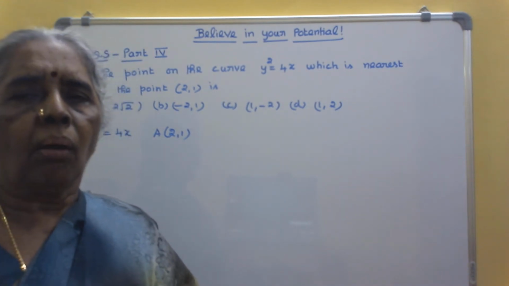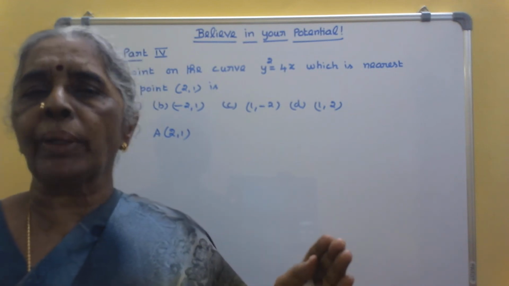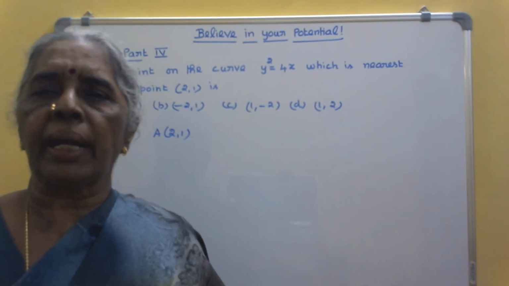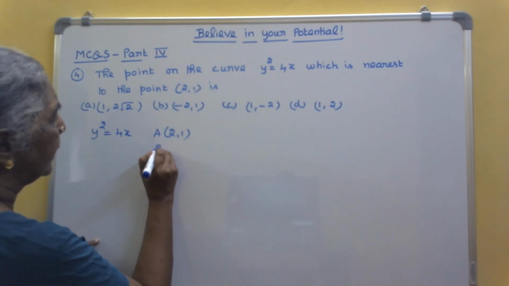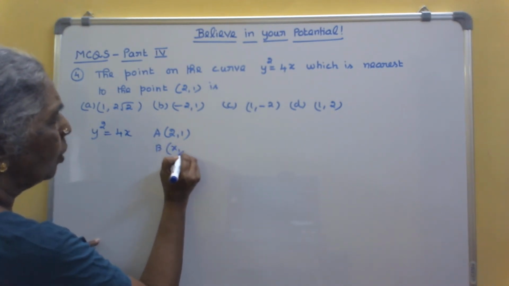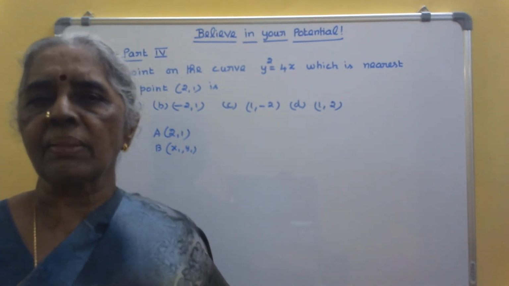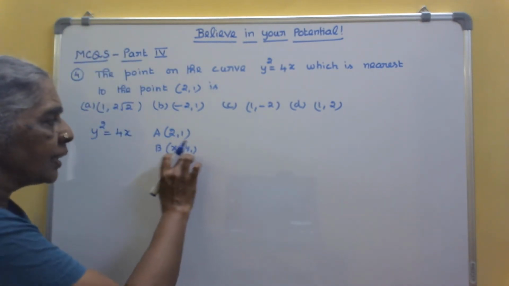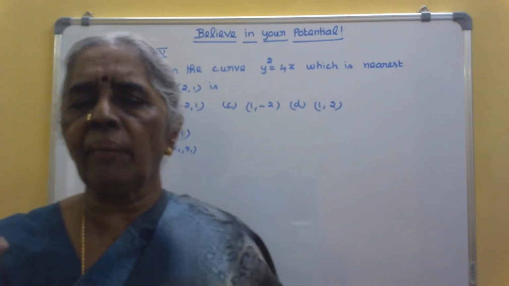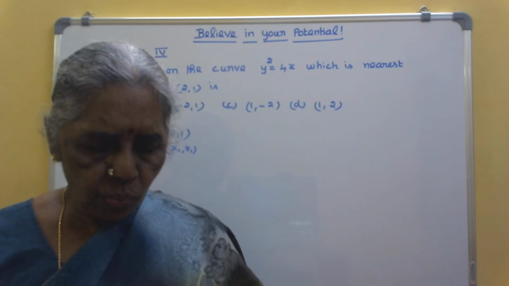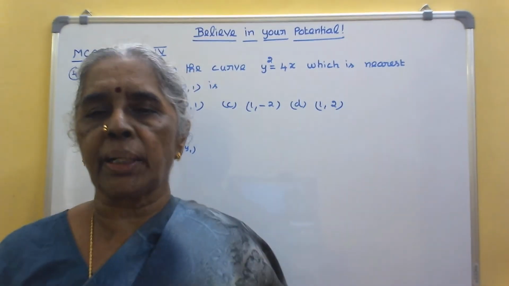Now on the curve, that is, it is a parabola, there are so many points. In that you want to find the nearest point. Let us take that point as some B. I don't know what it is. I will take it as (x1, y1). My purpose is, what is this point B, so that this distance AB will be minimum. So we have to use the distance formula which you have studied in your coordinate geometry.